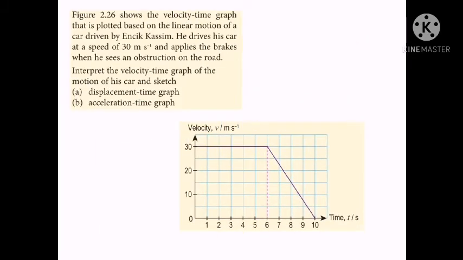So now let's look at the next example. Figure 2.26 shows the velocity versus time graph that is plotted based on the linear motion of a car driven by Encik Kasim. He drives his car at a speed of 30 meters per second and applies the brakes when he sees an obstruction on the road. Interpret the velocity versus time graph of the motion of his car and sketch the displacement versus time graph and also the acceleration versus time graph.